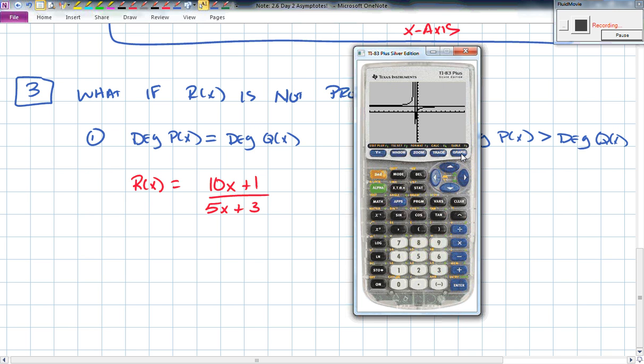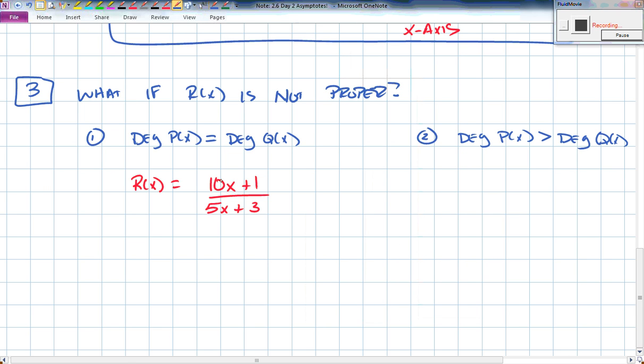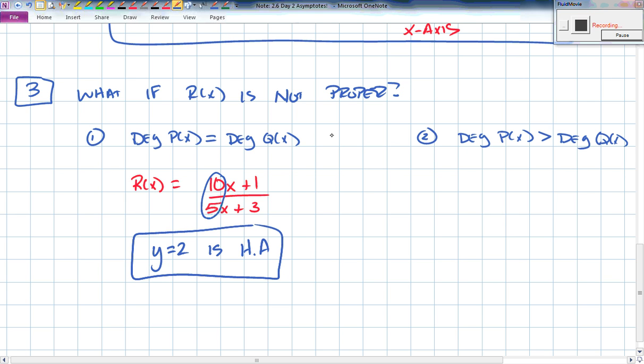Now, Parker, how did you know it was the line y equals 2? It's the ratio of the leading coefficients. Yes, very good. Check it out. 10 divided by 5, how much is that? Holy cow. y equals 2 is the horizontal asymptote. So if the degrees are the same, you take the quotient of the leading coefficients, and you get the horizontal asymptote there. That is crazy.